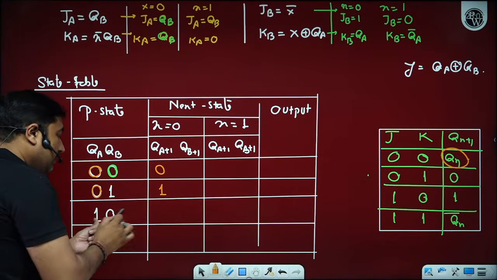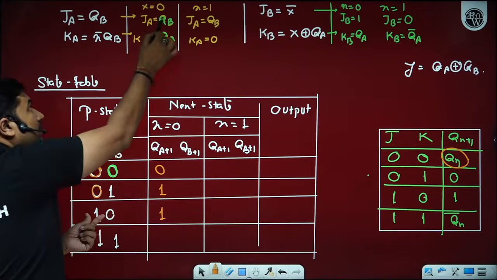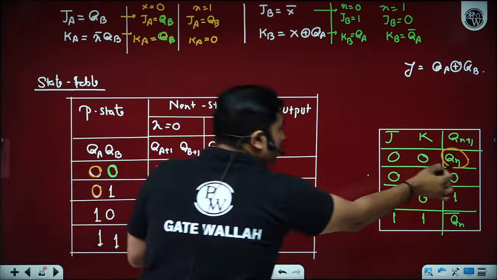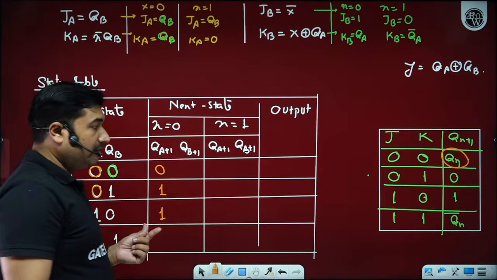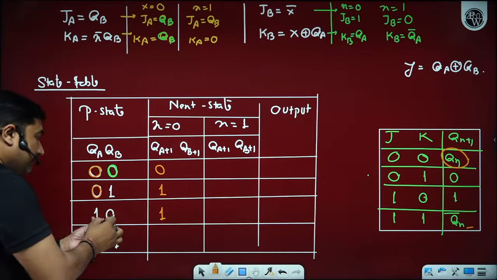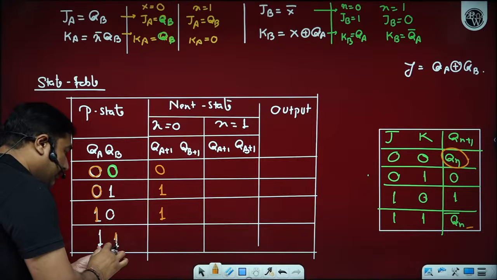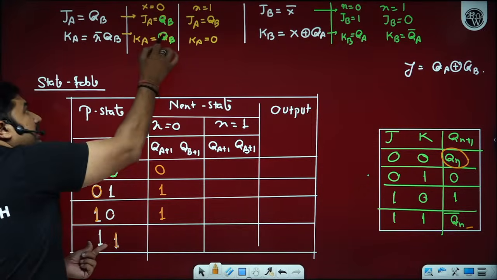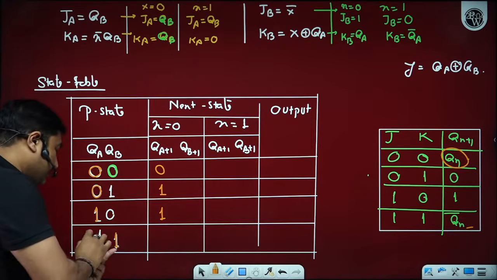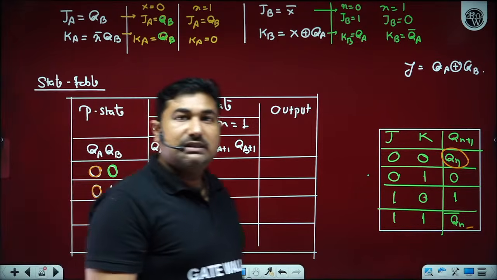For 1, 0, remain in the same state, because if QB is 0, then we are getting 0, 0. For 0, 0, it will remain in the hold state. For 1, 1, it goes in the toggle state. Yes, sir. So here QA will remain 1. Hold. If QB is 1, then 1, 1 is getting onto the JA KA. So it toggles. If previously 1, it toggles to 0. Hoping all of you able to understand.